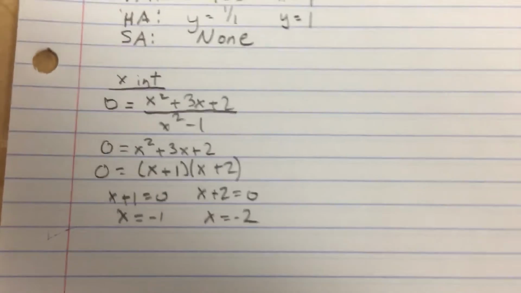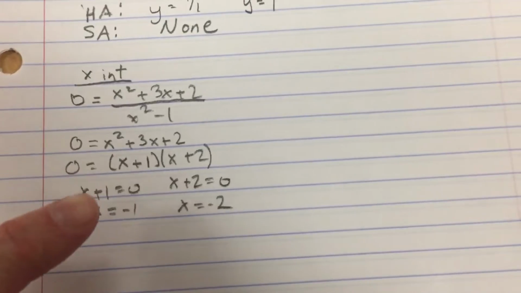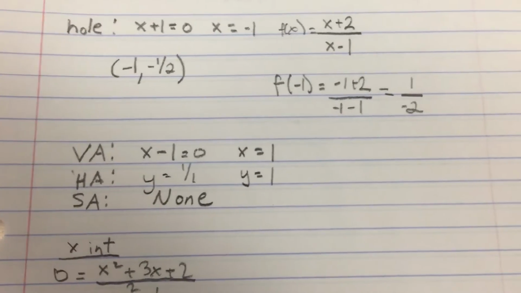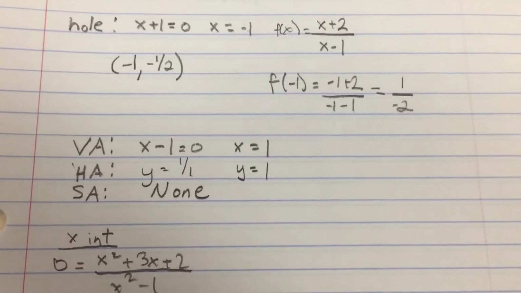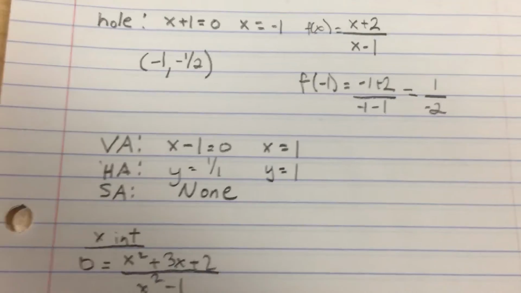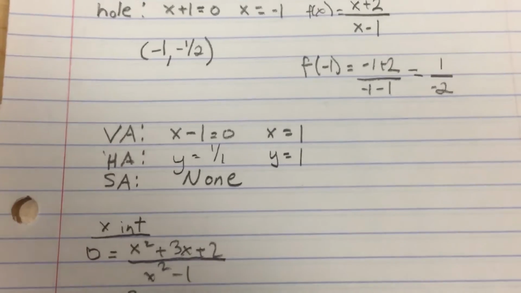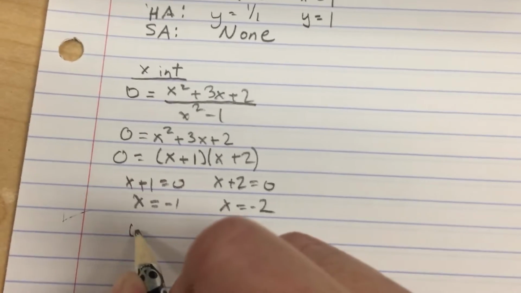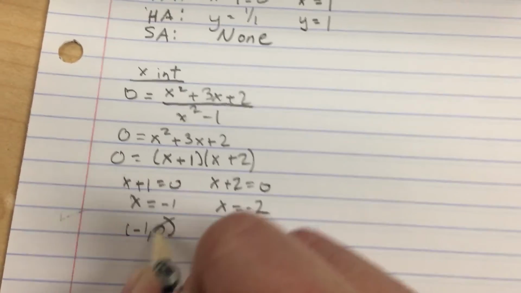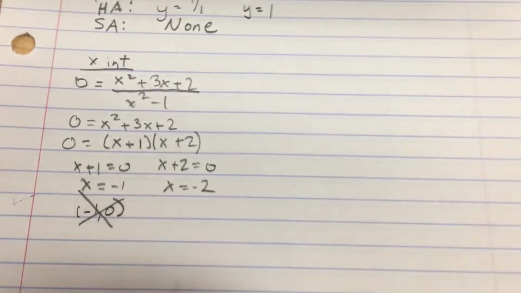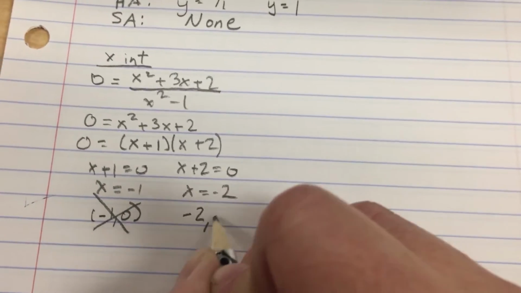Now, issue. Notice that I have an x-intercept at negative 1. Notice that I had a hole at negative 1. Can I have a hole and an x-intercept at the same place? No, because that wouldn't be a function. Remember, you're graphing rational functions. So the point negative 1 comma 0 does not exist. It's not going to be there on our graph. But negative 2 comma 0 will be there on our graph.